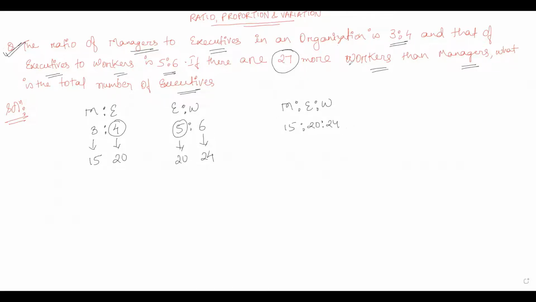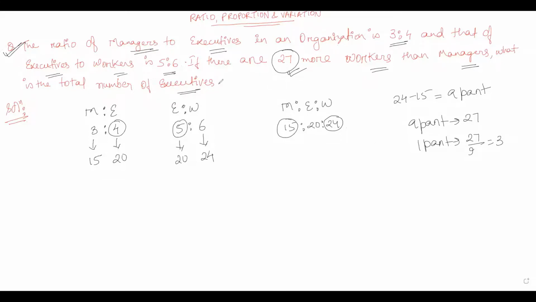Now it is given that there are 27 more workers than managers. So I know that workers are 24 part, managers are 15 part. So I can say that the difference would be 24 minus 15, that is 9 part. So according to the question, this 9 part is given to be 27. So this 1 part would be 27 by 9, that would be 3.